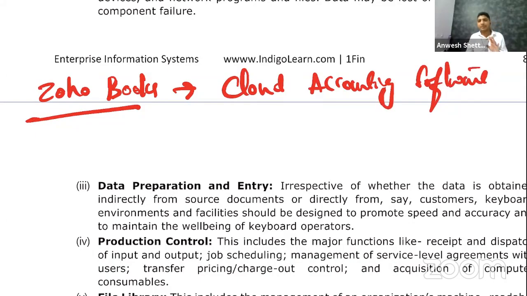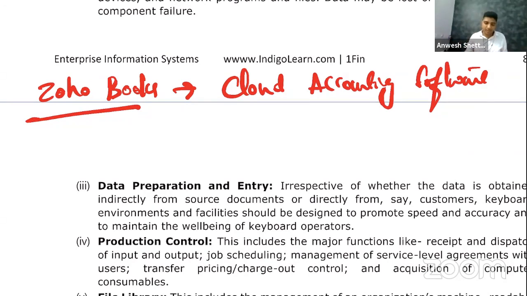In simple words, you maintain your accounts over the internet. So you can pass journal entries using your mobile phone, or using your computer, or using your iPad. You just open your browser, put Zoho Books, put your ID and password, then you maintain your books of account.